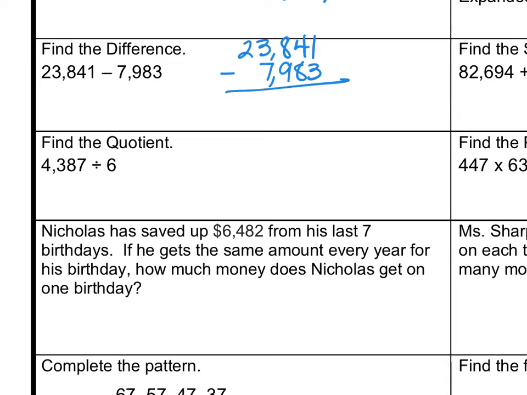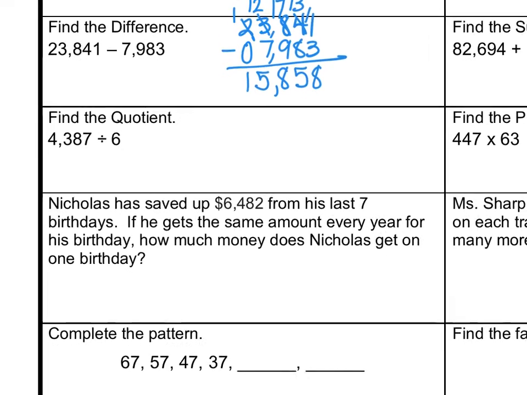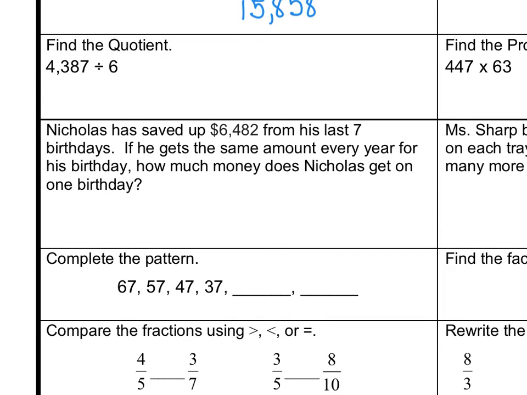1 minus 3, can't do it. Borrow. 11 minus 3 is 8. 3 minus 8, can't do that. Let's borrow. 13 minus 8 is 5. 7 minus 9, can't do it. Let's borrow. 17 minus 9 is 8. 2 minus 7, let's borrow. 12 minus 7 is 5, and 1 minus 0 is still 1. So 15,858.